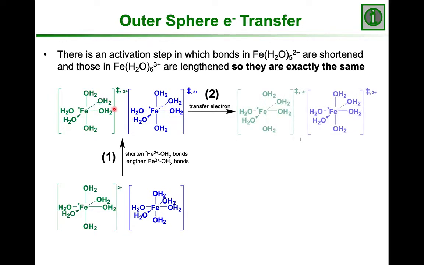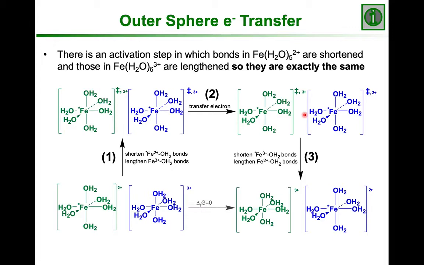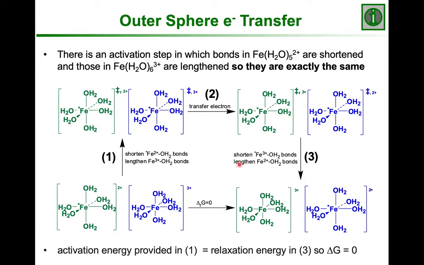Then the electron transfer can happen. The electron moves from the iron 2 center over to the iron 3 center. Now the relaxation happens, and that's okay. Whatever thermal energy we had in the flask from just the temperature in the room that was needed to cause this process, the activation energy, is exactly equal to the energy that's released when the complex is relaxed. And so since the activation energy and the relaxation energy are equal, we're all right with the free energy being 0.